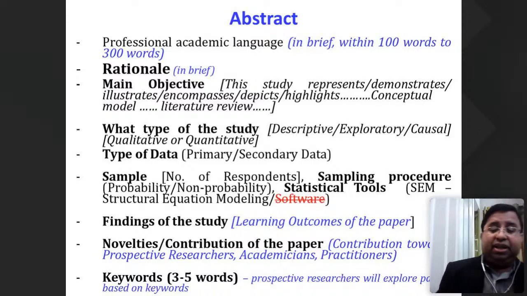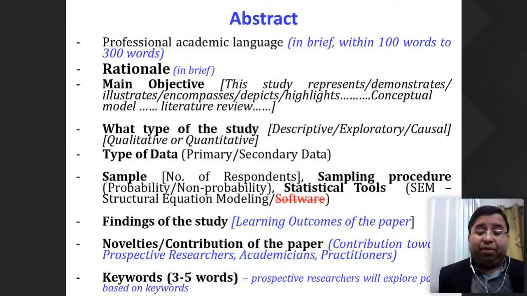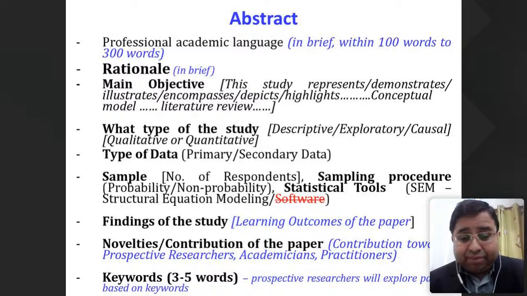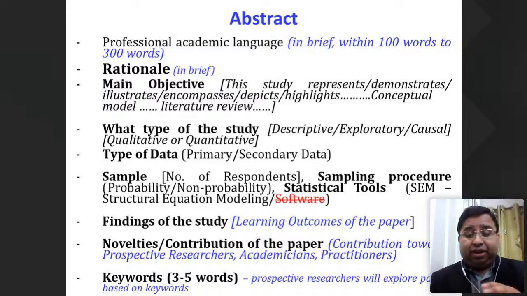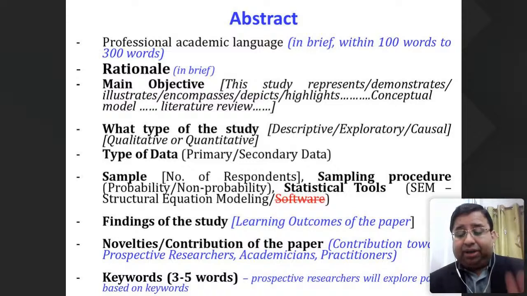Sampling procedures, you have to mention probability or non-probability sampling, if you are confirmed, and then based on that you have to mention clearly. But again, I remind you, if you are not confirmed, no need to write this down. And the statistical tools, if you apply the structural equation modeling SEM technique, definitely you have to mention here. But I suggest you do not write down any kind of software name like AMOS, Smart PLS, no need to write.